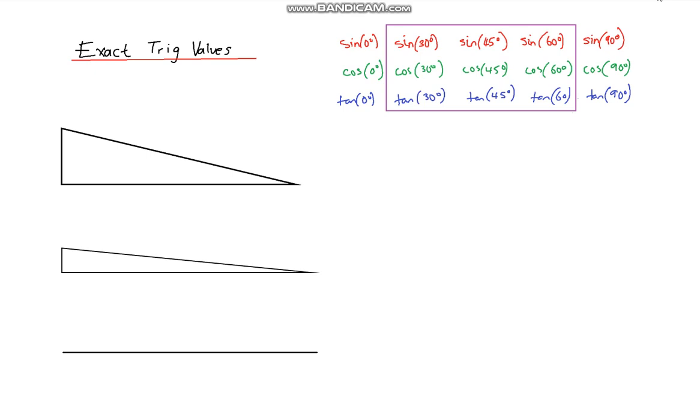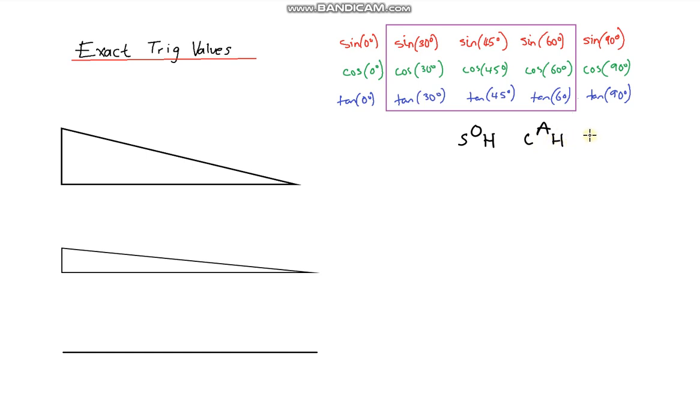Now in previous videos we've looked at calculating the sine, the cosine and the tangent of 30 degrees, 45 degrees and 60 degrees. In this video we're going to finish this off by looking at 0 degrees and 90 degrees. Okay. Now before we do that, let's just write down our SOH CAH TOA definition.